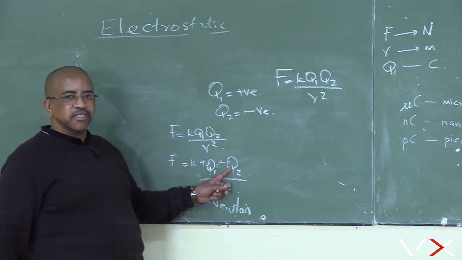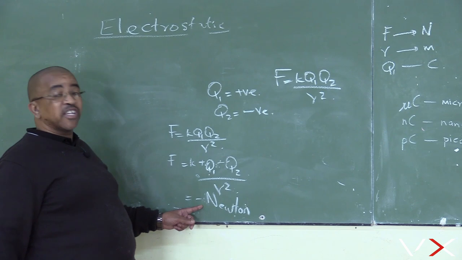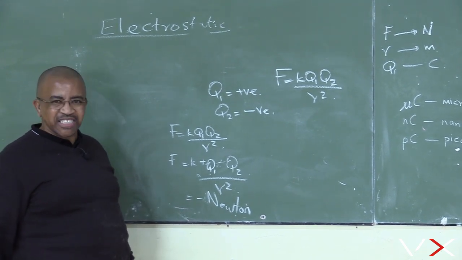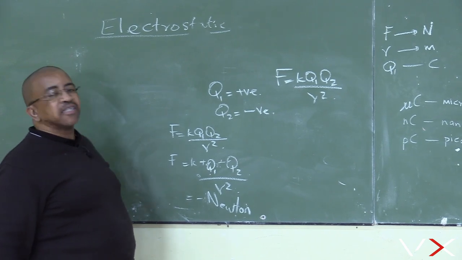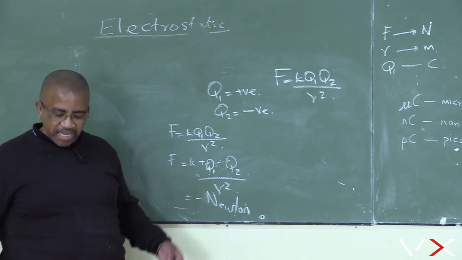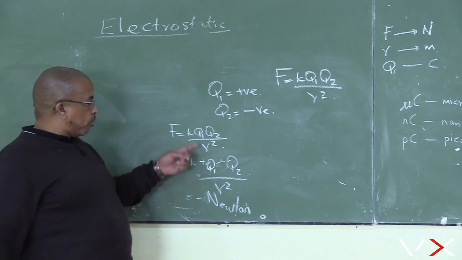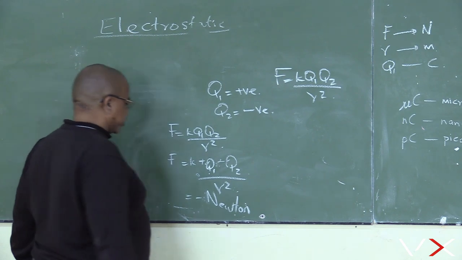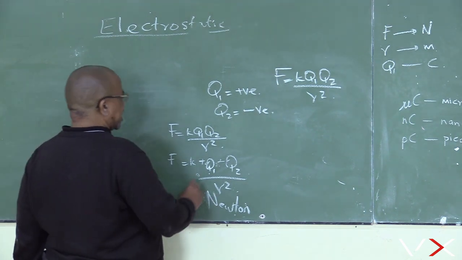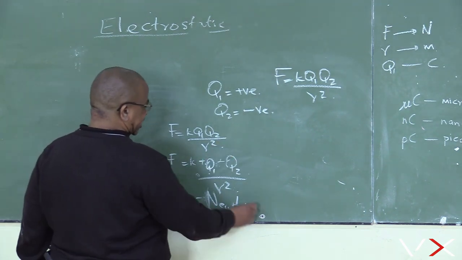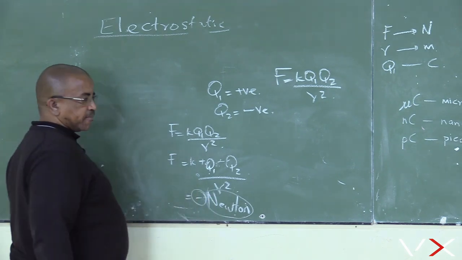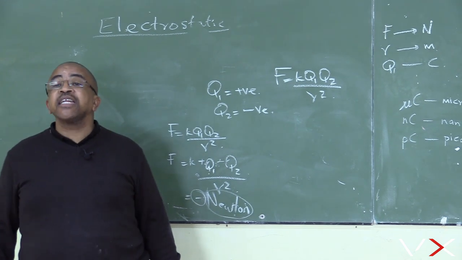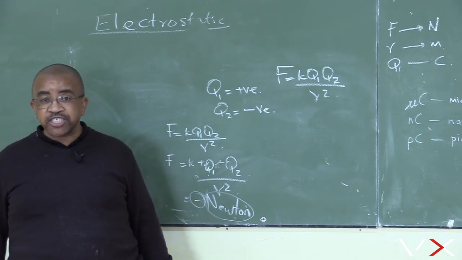Ngoba positive no negative. So if the electrostatic force is negative, it means the nature of the force is attraction. U positive no negative kuyadonsa. If the electrostatic force is negative, it means the nature of the force is attraction.